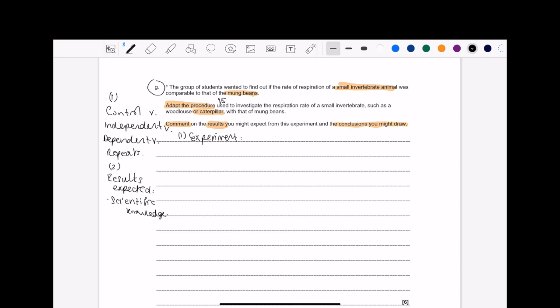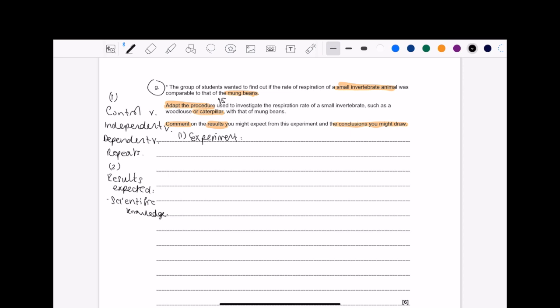Number 1, the experiment. Control variables are my best friend, really, and they should be yours too. They're so easy, and they get so many marks as well. Okay, think about it. If you want to do an experiment and I want to do that same experiment, what needs to be the same in order for us to get the same results? Well, the mass of the invertebrate and the mass of the beans need to be the same, right? Because if the beans had a higher mass, isn't that unfair?